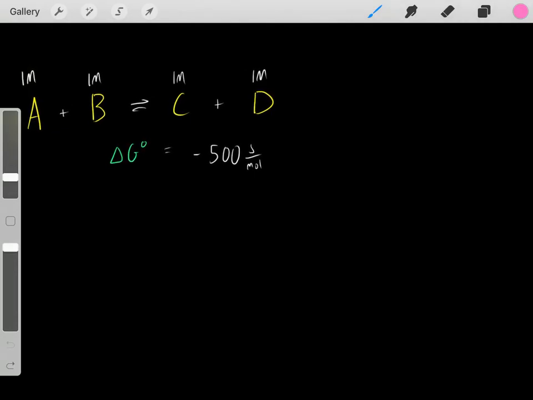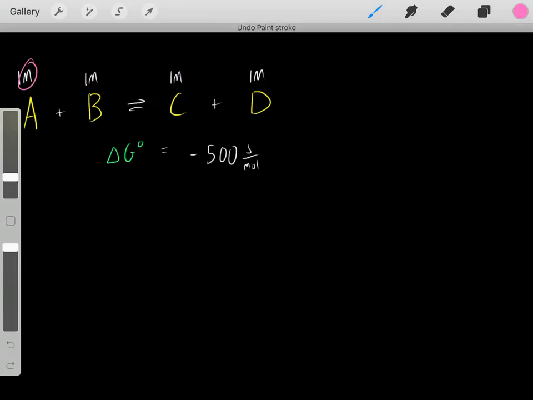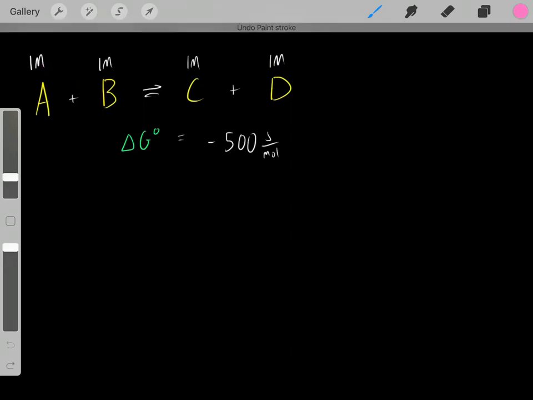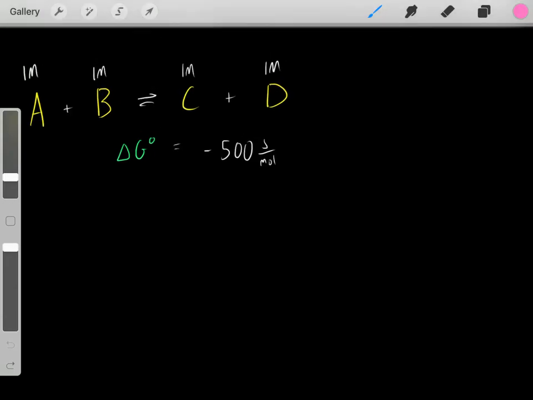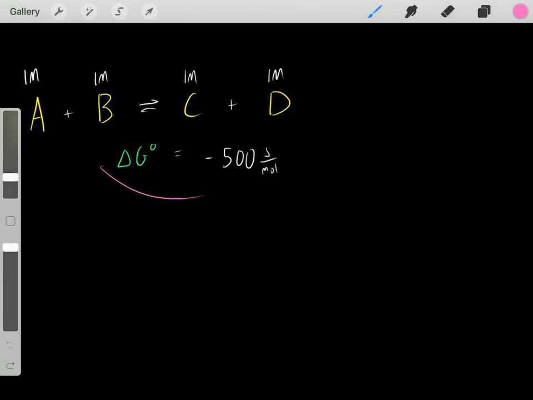And again, we know a key component of standard state conditions is having 1 molar concentration of all reactants and products. So therefore, if we're at standard state conditions where we have 1 molar of all reactants and products, we know this reaction will release 500 joules per mole. And that's what the standard state delta G tells us. But what else does this tell us?